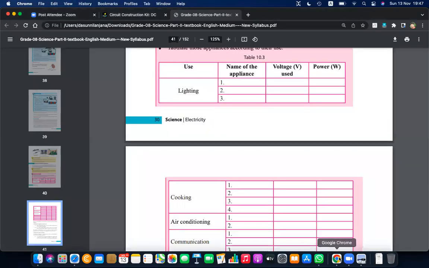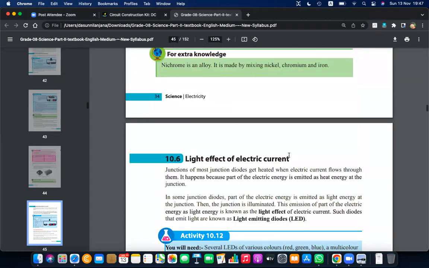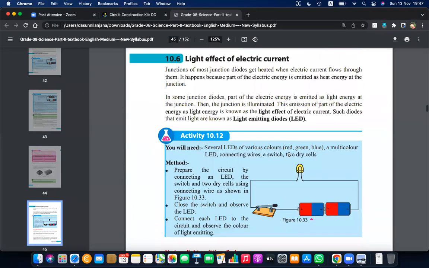Okay, so let's go to the slide. And here you can see the light effect of the current. We just learned how energy can be converted to light. So we can just use a light emitting diode or a normal bulb. When electricity passes through this bulb, it will light up.